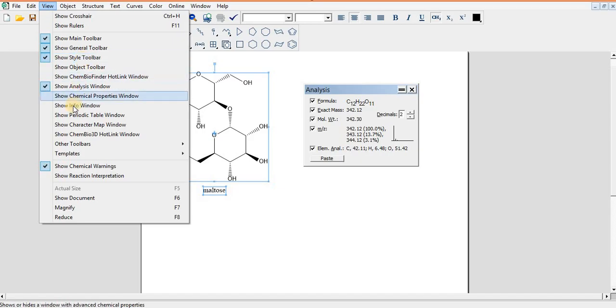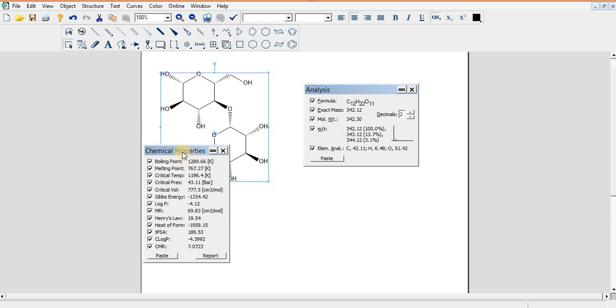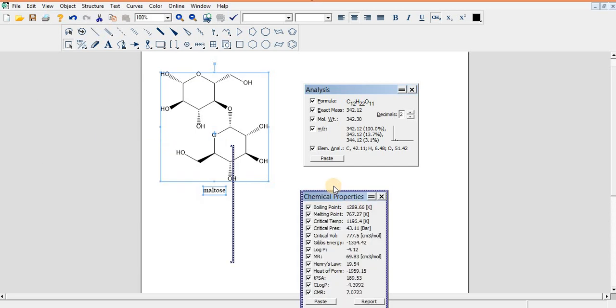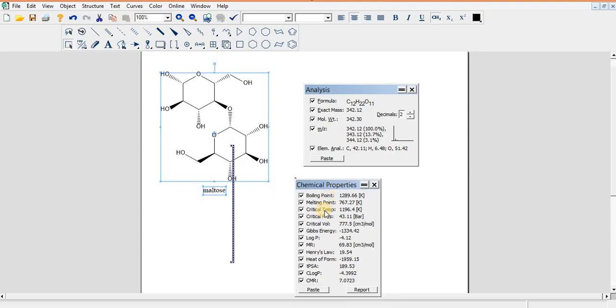After that you have the chemical analysis. You can also get the chemical properties from this window. In chemical properties, you will know about the boiling point of maltose, melting point, critical temperature, critical pressure, critical volume, Gibbs free energy and many other respective parameters. So it's a very useful tool and it's quite easy to use.